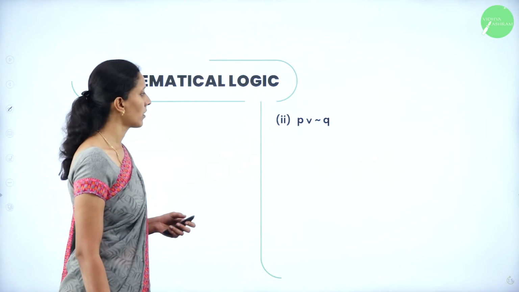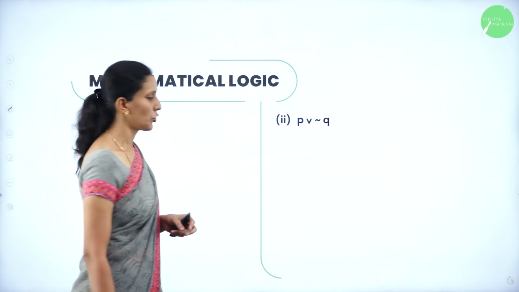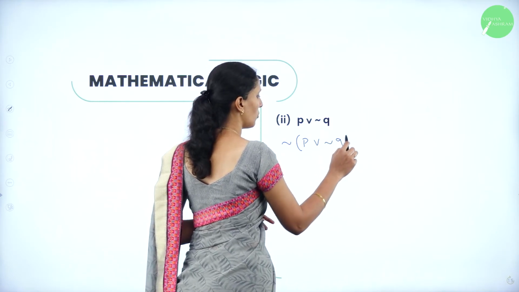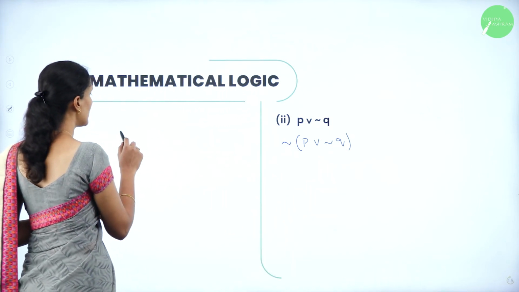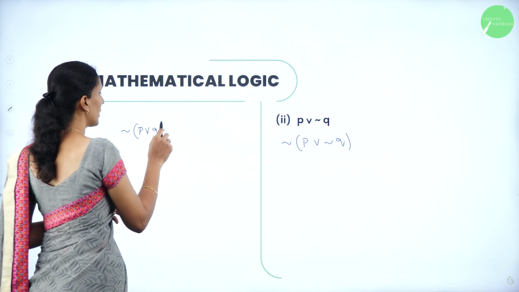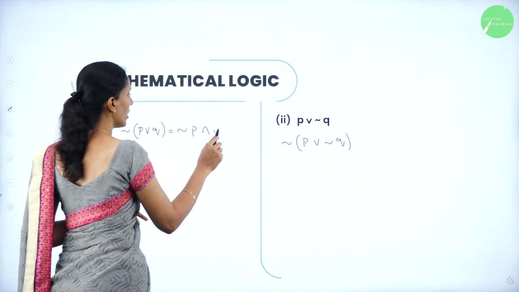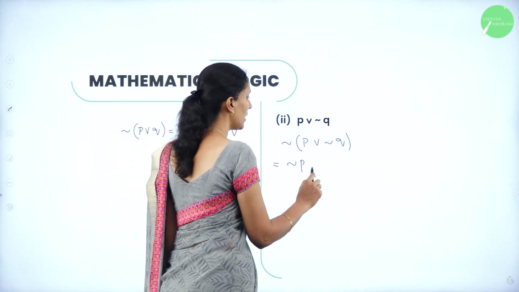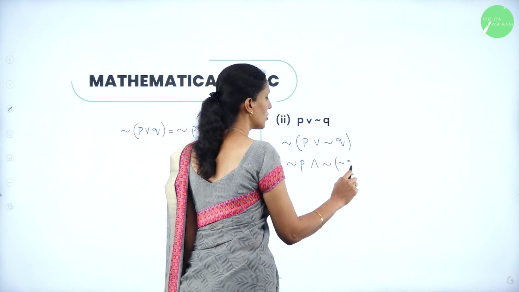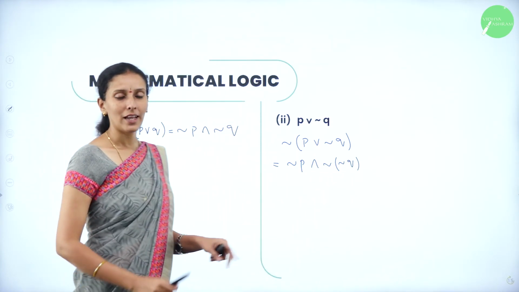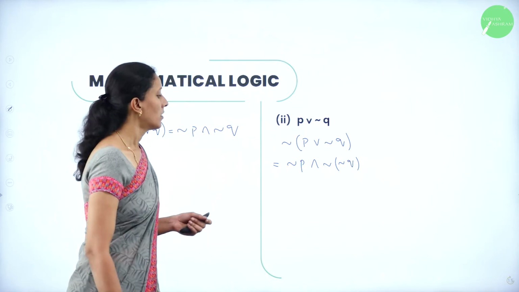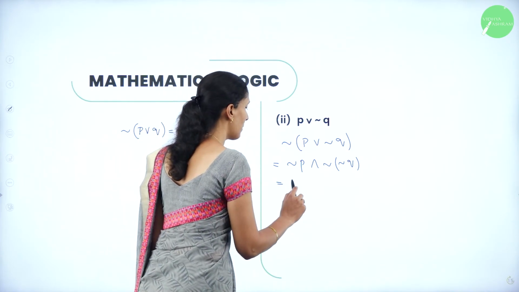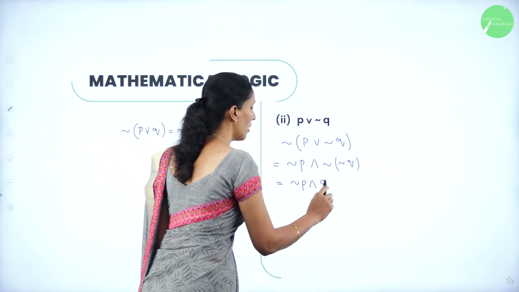Next question. We have P and negation of Q. So negate this: negation of P and negation Q. Again using De Morgan's law, that is negation of P and Q can be written as negation P or negation Q. So if I write this, this will become negation P or negation of negation Q. So 2 times the negation is the same as the original statement. 2 times the negation is nothing but coming back to the same original statement. So this can be written as negation P or Q.